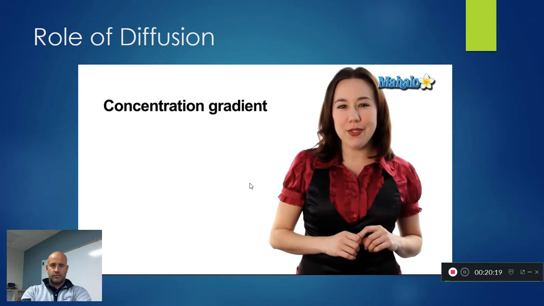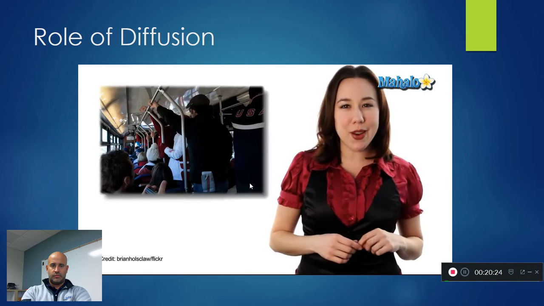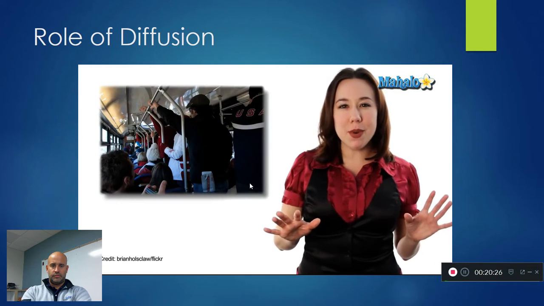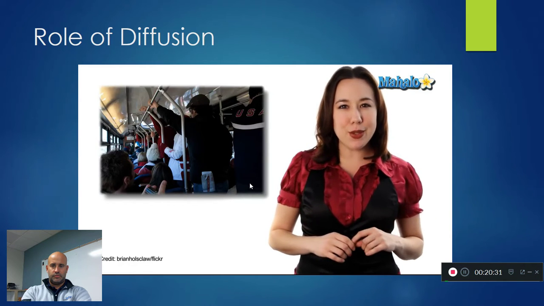Substances will naturally diffuse down a concentration gradient from high to low. It's kind of like when you get on a crowded bus, and there's so many people, there's not an empty seat around. Everyone's getting nice and close and kind of a little squished.